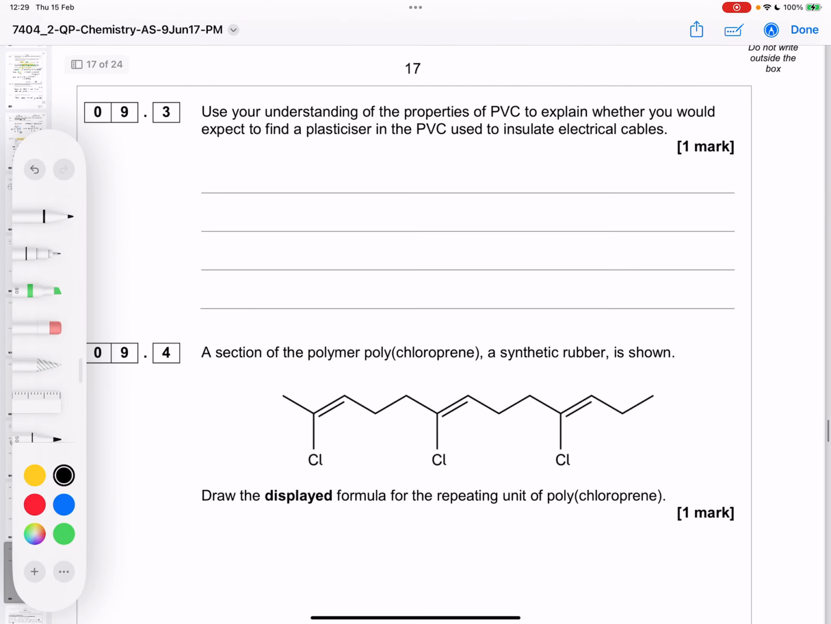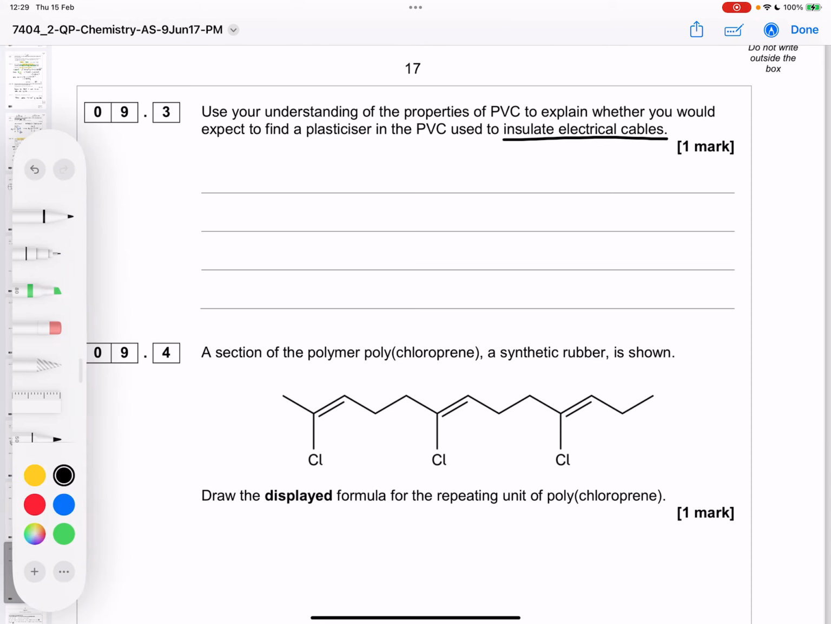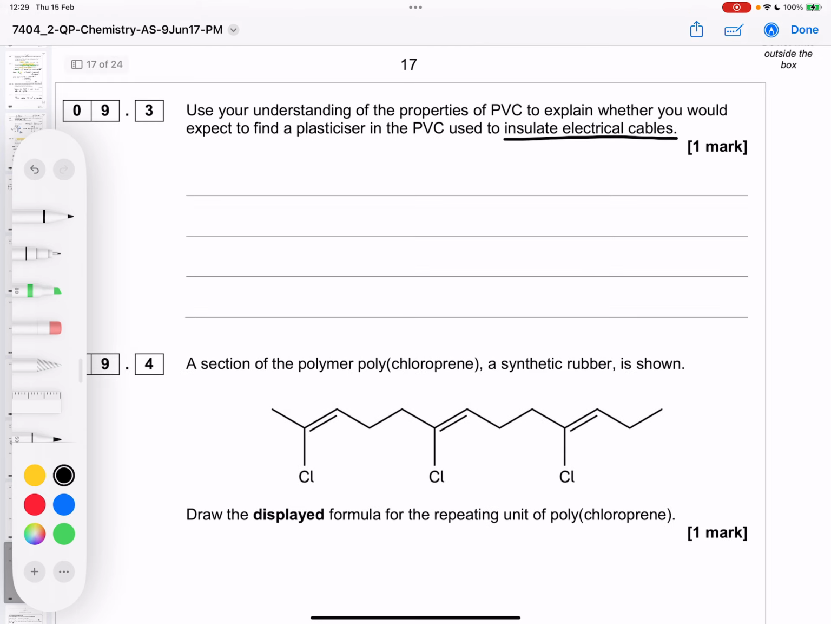Use your understanding of the properties of PVC to explain whether you would expect to find a PVC plasticizer used in PVC for insulating. Now, electrical cables need to be flexible to bend, and so we do need that plasticizer to reduce the intermolecular forces. So we'd expect plasticizer to be present, as PVC would need to be flexible.